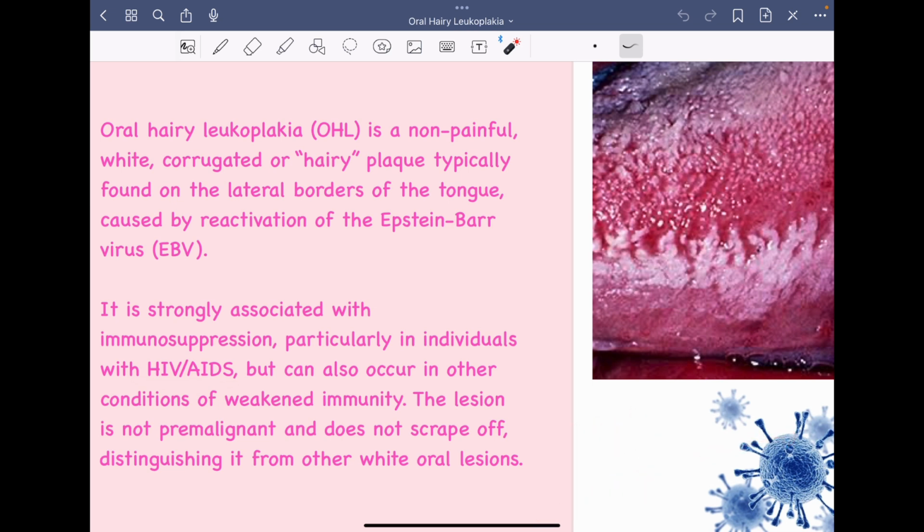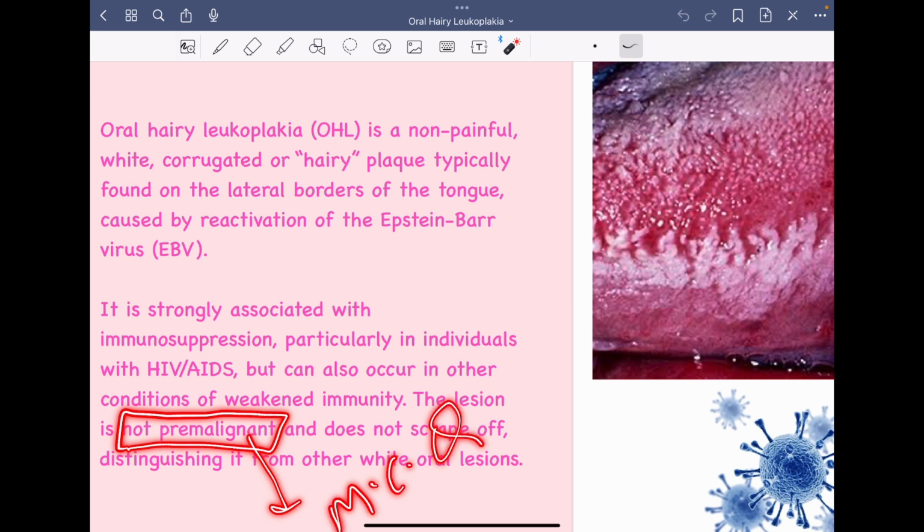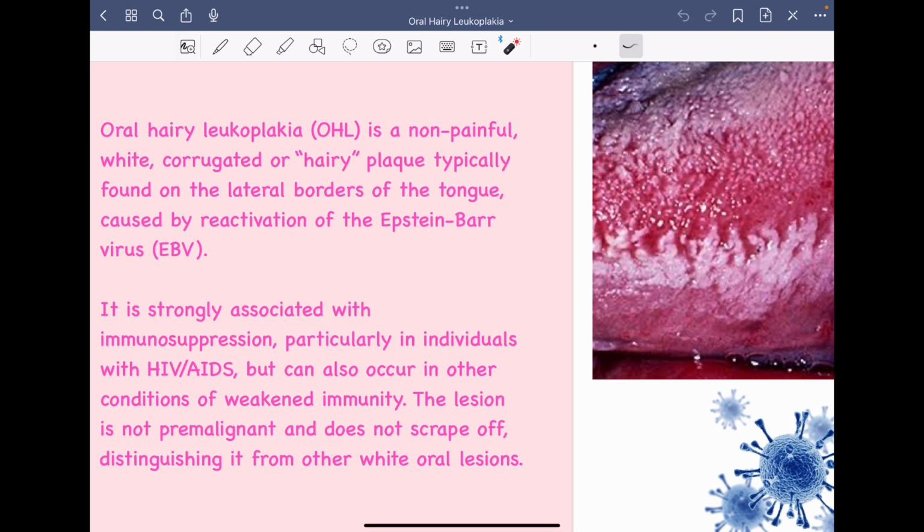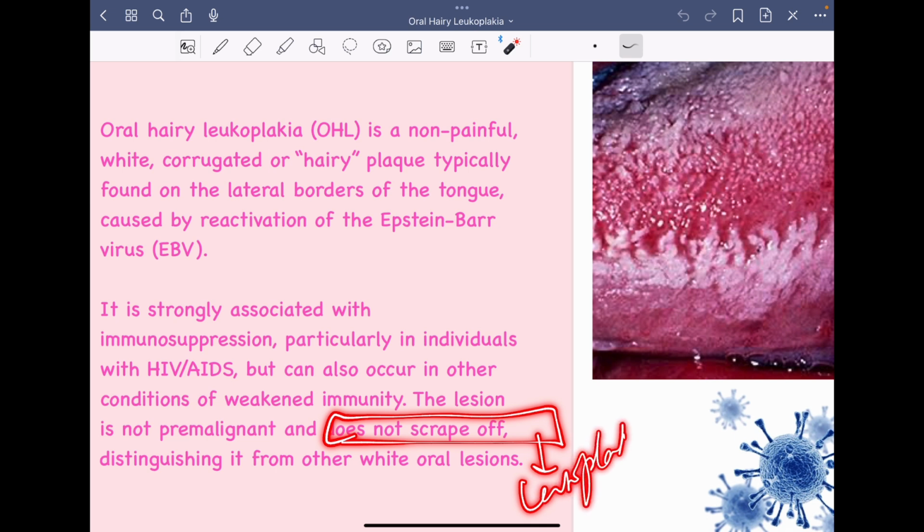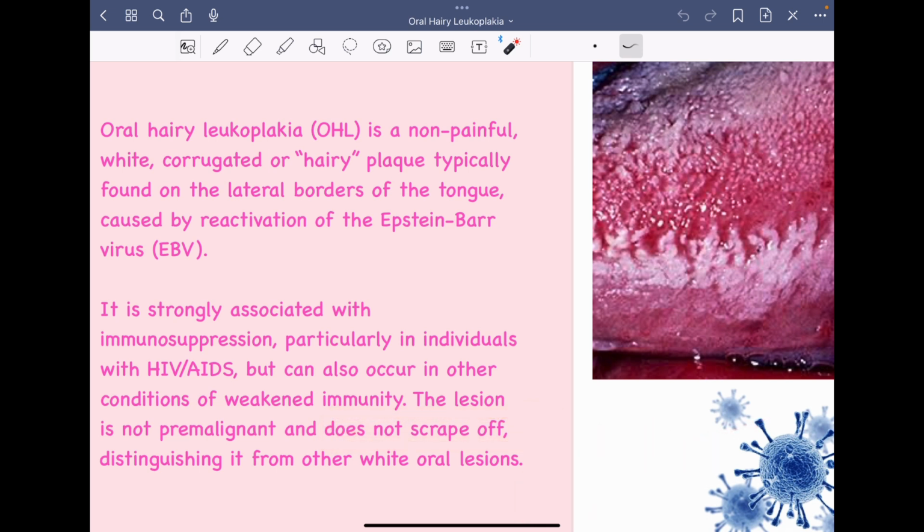This lesion is not pre-malignant. Again, a very important point, can be directly asked as an MCQ question. So this lesion does not come under oral potentially malignant lesions. However, leukoplakia and erythroplakia are oral pre-malignant lesions. But OHL is not a pre-malignant lesion. Very important. It does not scrape off like every other type of leukoplakia. It is definitely a non-scrapable lesion.